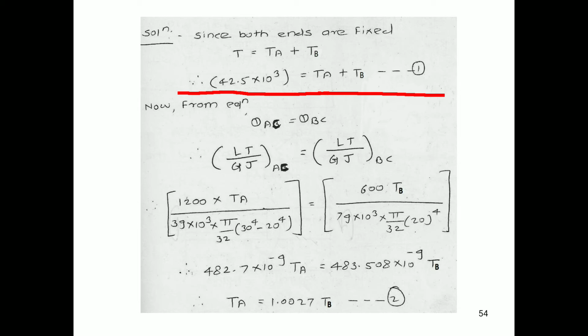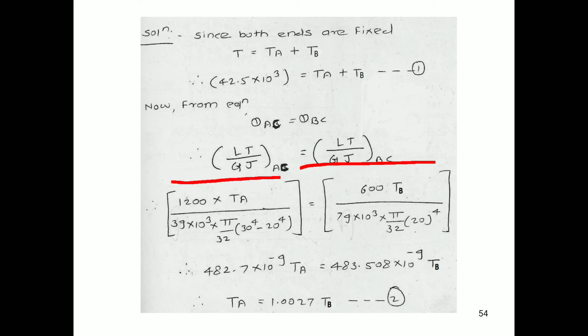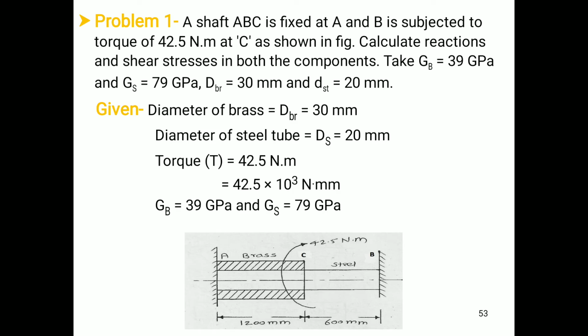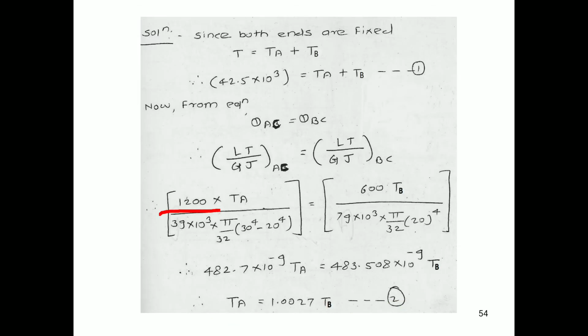Also, we have a second condition for the indeterminate shaft, that is, the angle of twist of AC is equal to the angle of twist of BC. By using the torsional formula, the angle of twist can be given by TL upon GJ. So TL upon GJ of AC must be equal to TL upon GJ of BC. The length of the AC shaft is 1200 mm, and for the CB shaft, or we can say the steel shaft, it is 600 mm. So the length is 1200 for the AC.